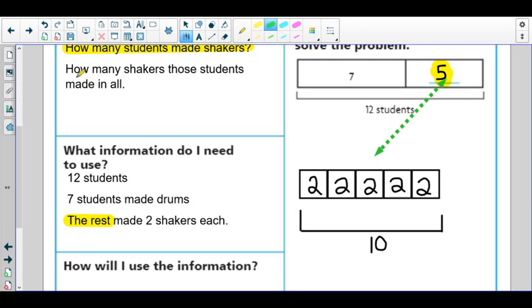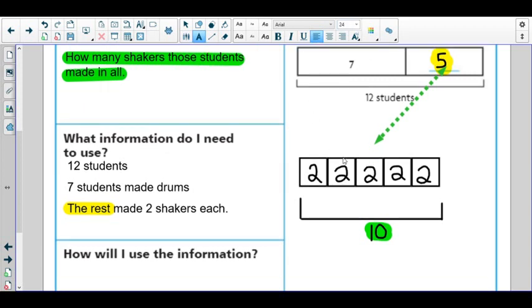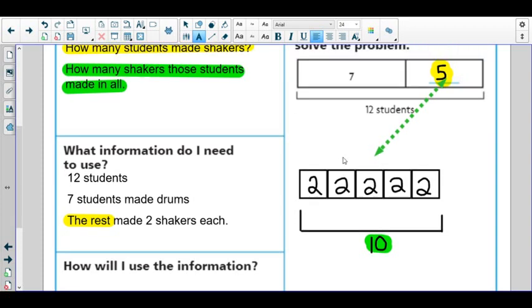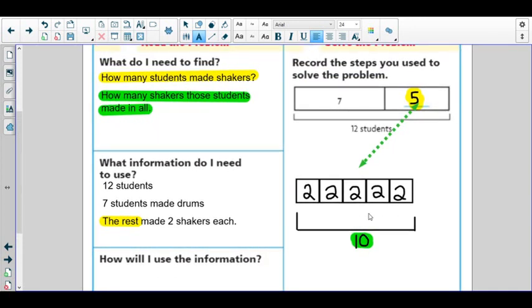And we can change the colors here. So how many shakers did they make in all? That is going to be the 10. Now, here's what I'm wanting you to get out of this. It's going to seem complicated, but I want you to take this whole process and turn it into a math problem. So I'm going to zoom out just a little bit so we can see everything.